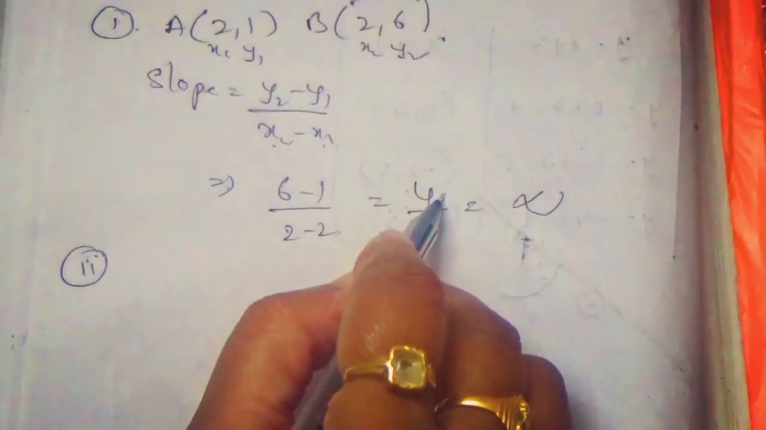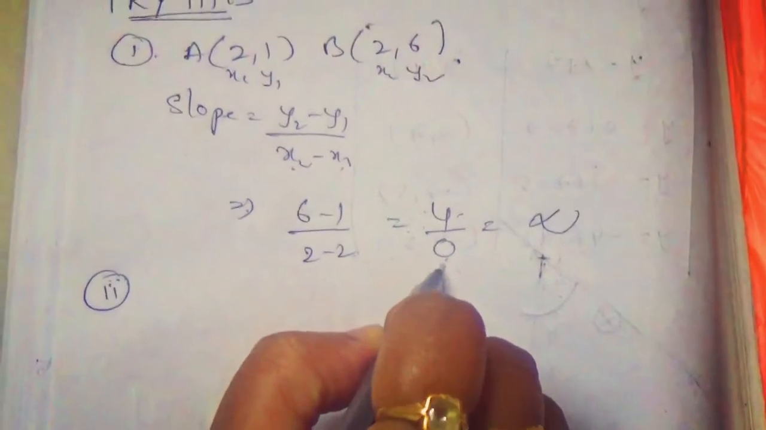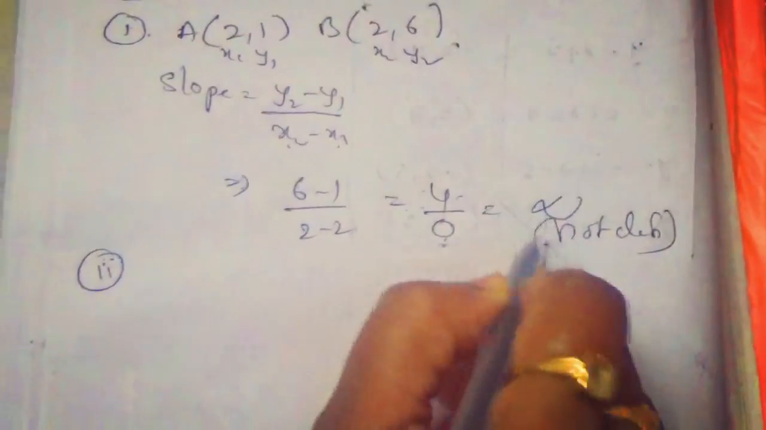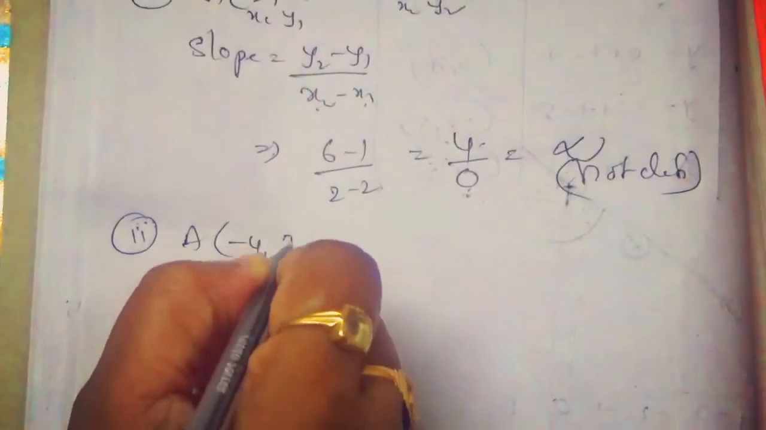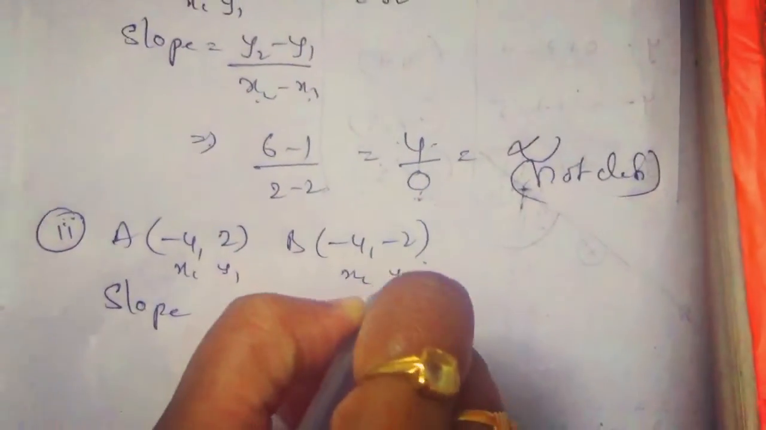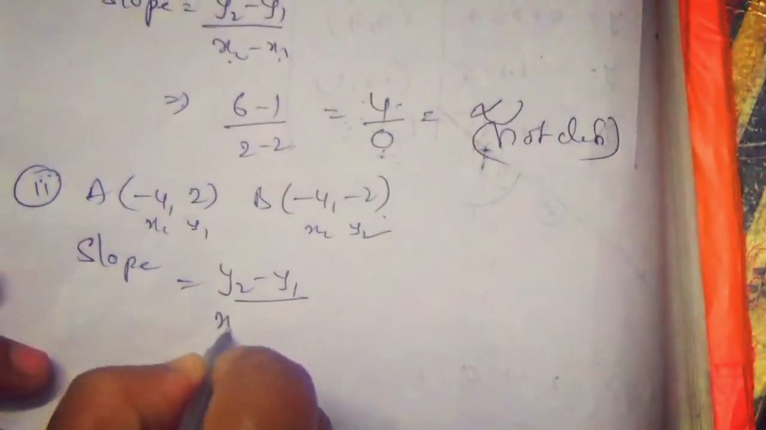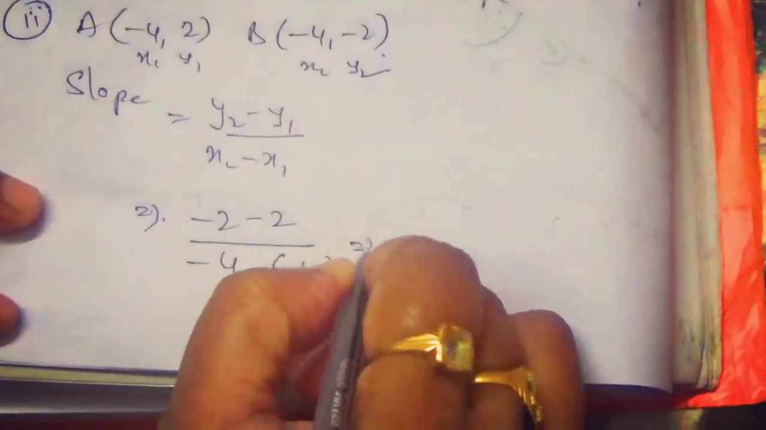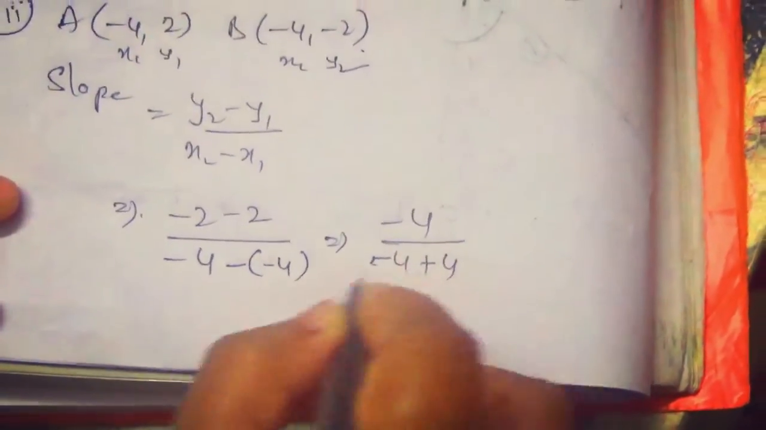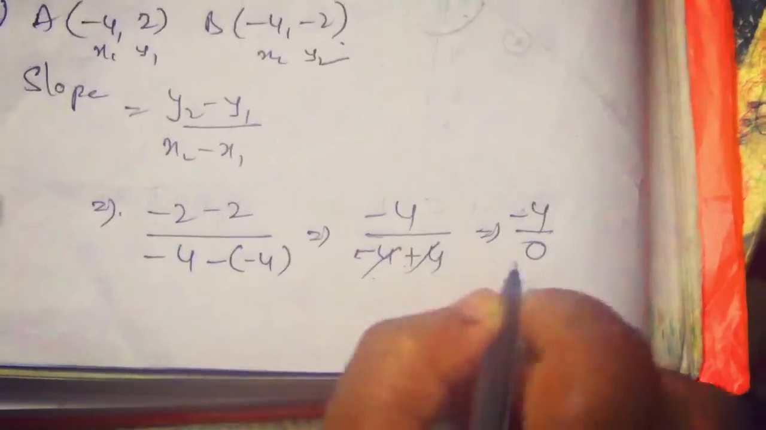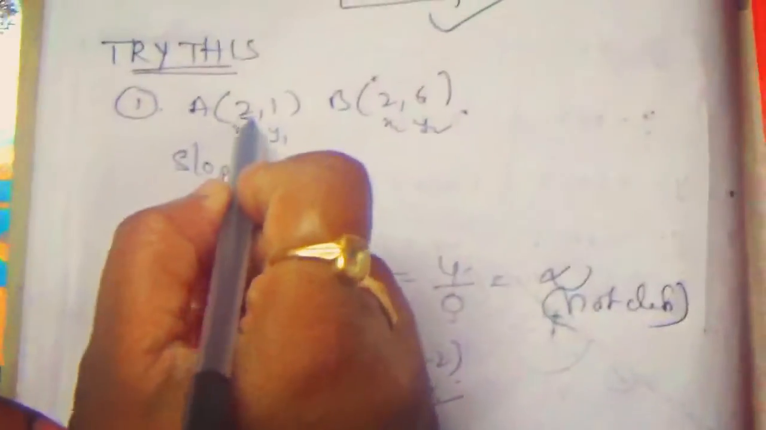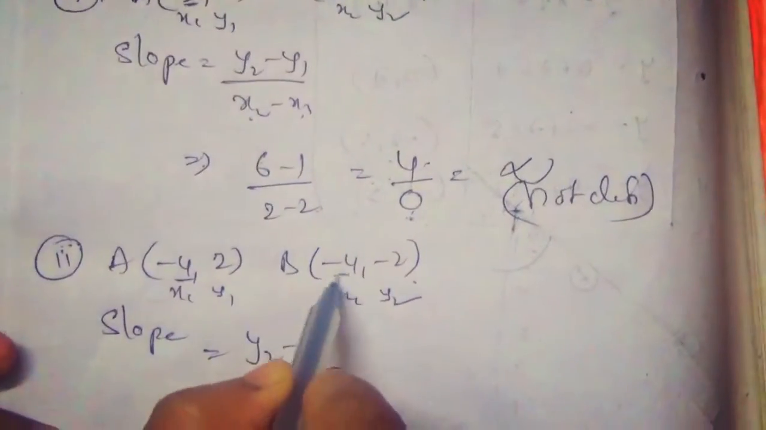Okay. Here, when the 0 is in the numerator, then it becomes 0. If the 0 is in the denominator, that is not defined. Okay. Next, A is equal to (-4, 2). B is equal to (-4, -2). Here look at here. Here x1 y1, x2 y2. Slope is y2 minus y1 by x2 minus x1. That is equal to -2 minus 2 by -4 minus of -4. That implies -4 by -4 plus 4. So when you cancel this, -4 by 0, that is equal to not defined. Why was it happening like this? Because here the x coordinates are same in both the points. Here also x coordinates are same in both the points.